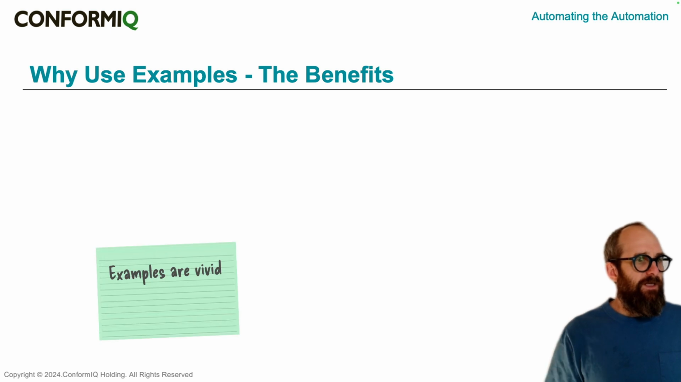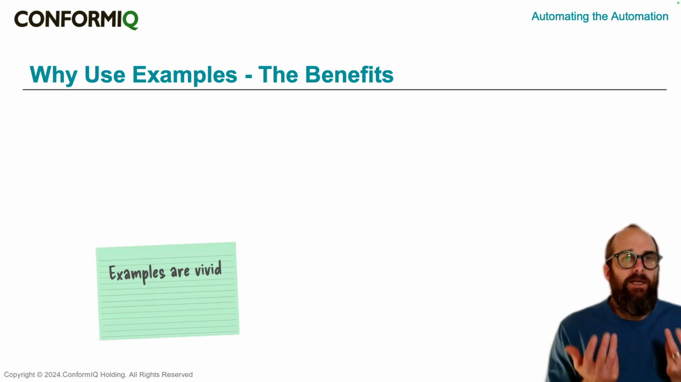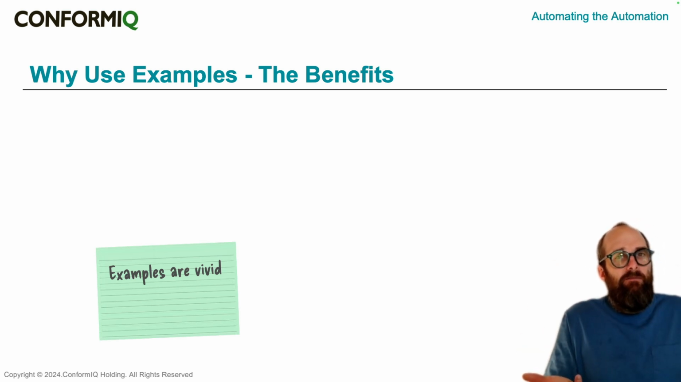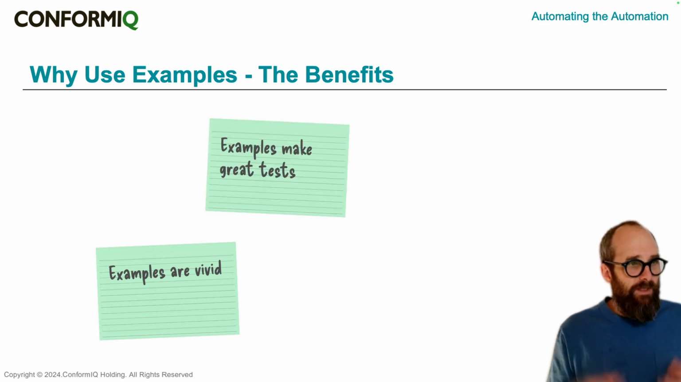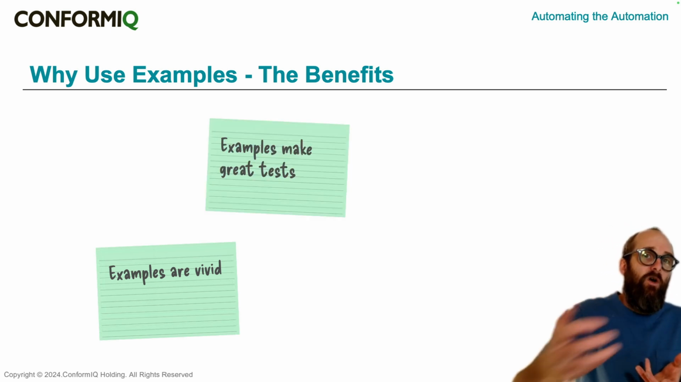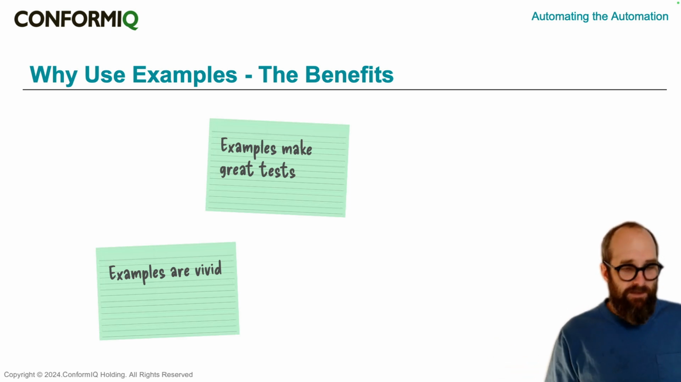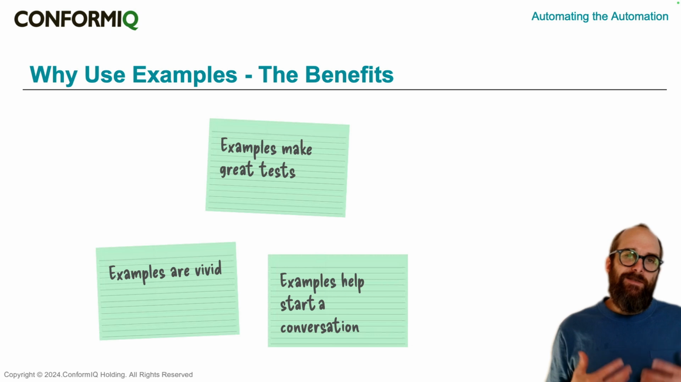So, benefits of using examples. Well, they're vivid. By working with real examples, real-world scenarios, it helps us to visualize the system and think about other cases that we might not have seen yet. It brings it to life. They can make for great tests. Once you've thought about different examples, they're going to help you to create either automated tests or manual tests for your system. They also start a conversation.